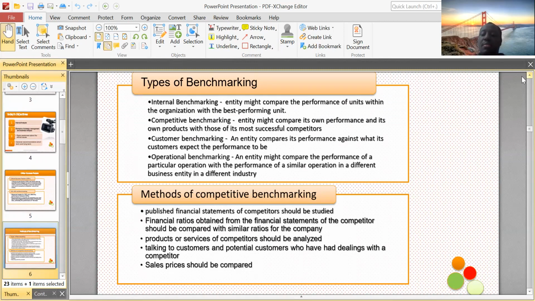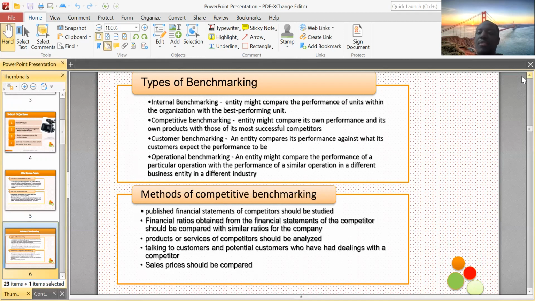For example, let's say the finance function or the finance unit is the best performing function, HR can benchmark against finance. That is internal benchmarking, because it's within the organization.